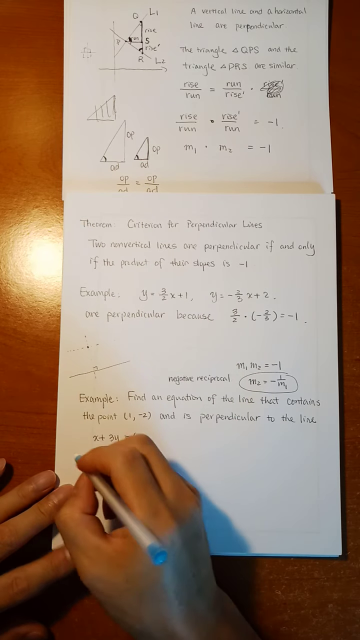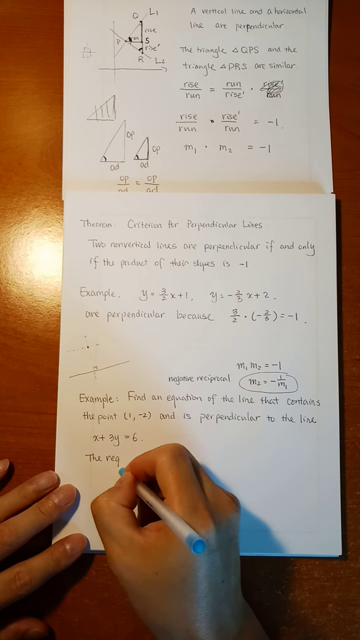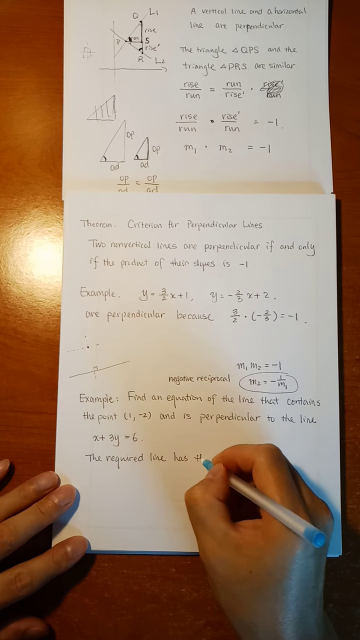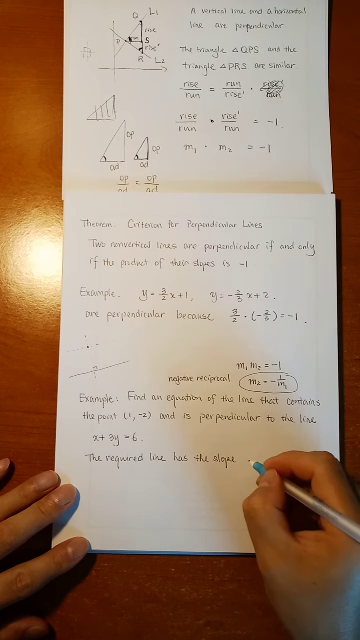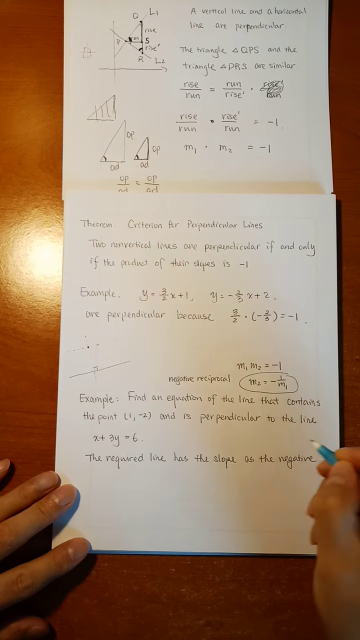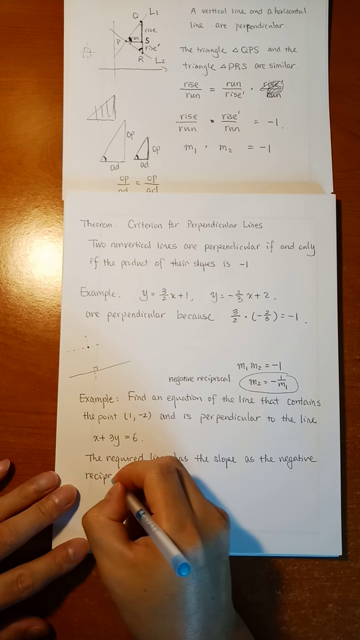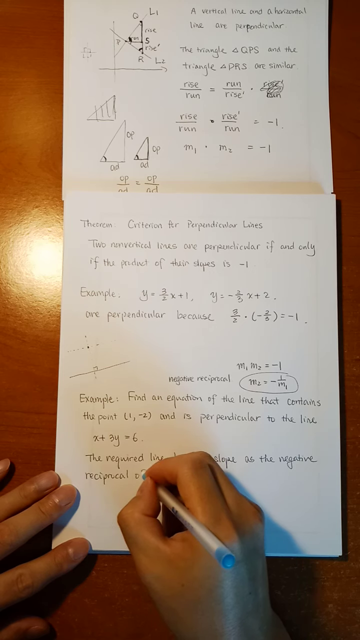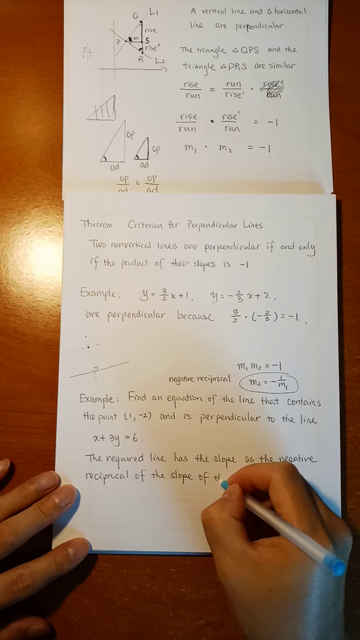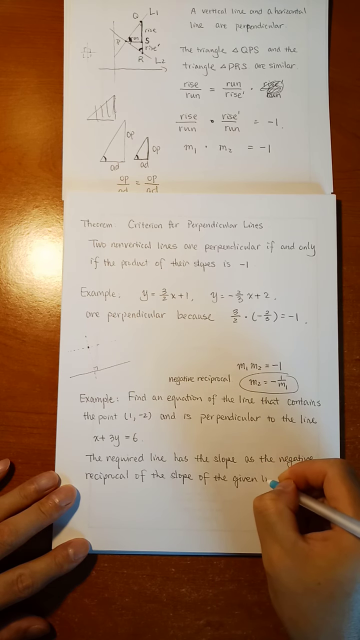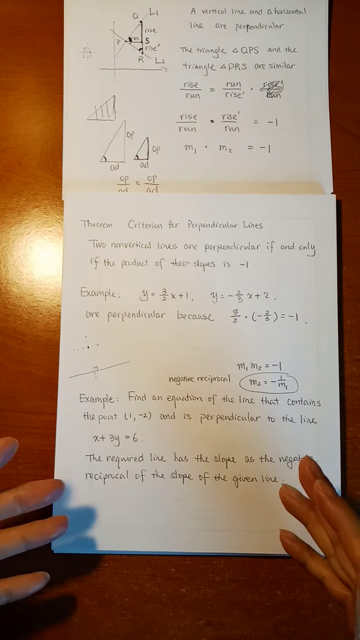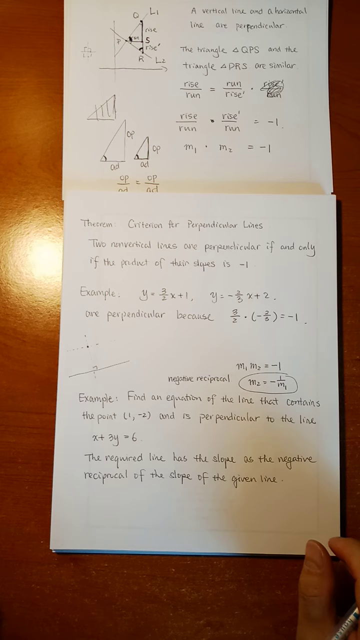So this line has a slope, and the required line is perpendicular to it. It means the required line has a slope that is the negative reciprocal of the slope of the given line. So we're going to find the slope of the given line, then find the negative reciprocal. It is going to be the slope of the required line.